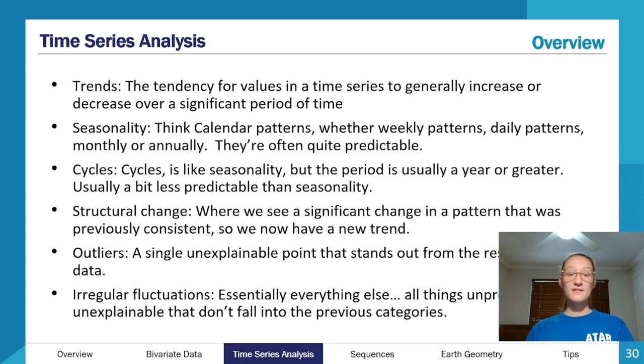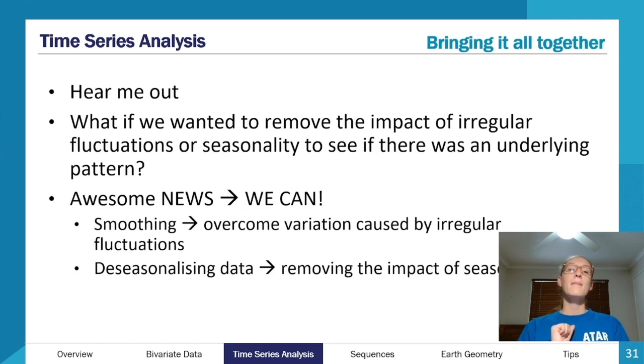So that's a lot of different things we can talk about. When we're looking at a time series plot, you've already got all of these different things going on in your mind, but we're going to bring in another factor now, bringing it all together a little bit. Hear me out. What if we wanted to remove the impact of irregular fluctuations, or the impact of seasonality, to see if there is actually an underlying pattern that's being obscured by these things? And we can. That's how we link in smoothing and deseasonalizing data.